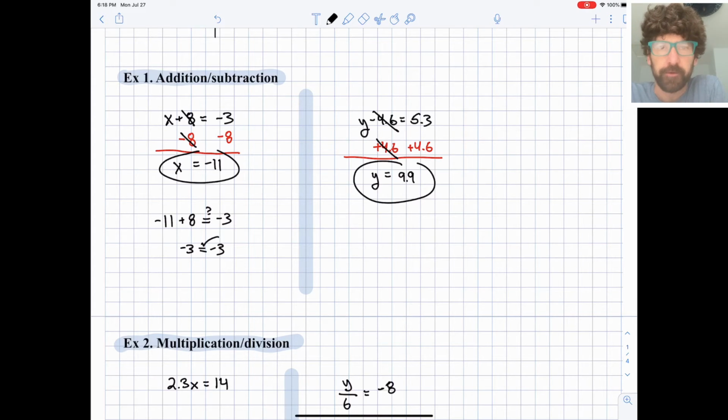A slightly less formal way of doing a check is to just do a mental check, plug it back in your mind. Is 9.9 minus the 4.6 equal to 5.3? And it is, it checks out.